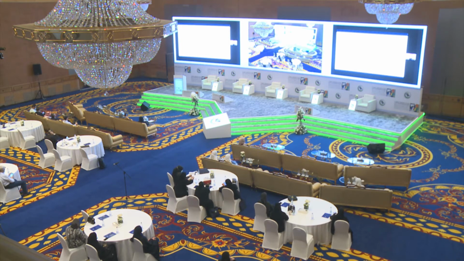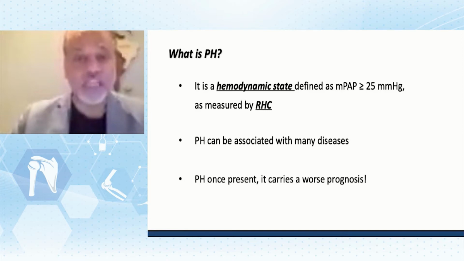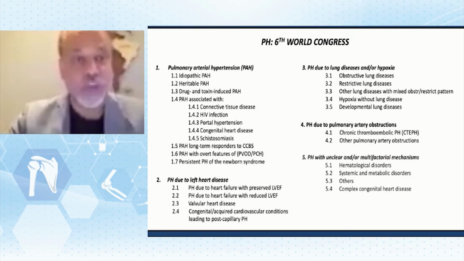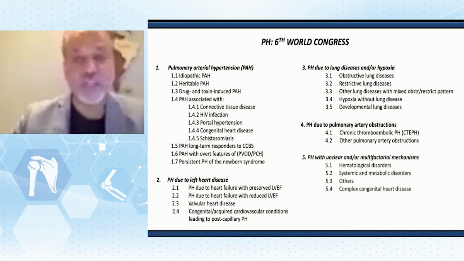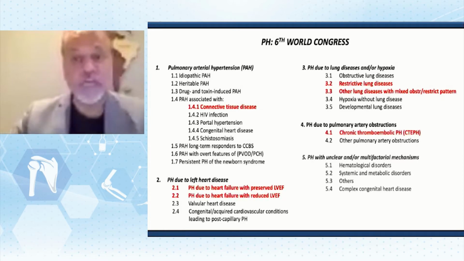Now, as I said, this is just a hemodynamic state that can be associated with many diseases. But the important point is, whenever you have pulmonary hypertension, the outcome is much worse. At the moment, we classify pulmonary hypertension into 5 groups: Group 1 PH, Group 2 related to heart disease, Group 3 lung disease induced, Group 4 chronic thromboembolic, and Group 5 multifactorial.